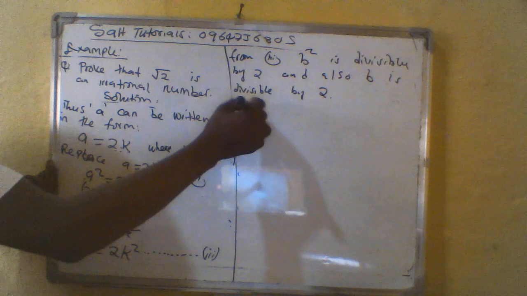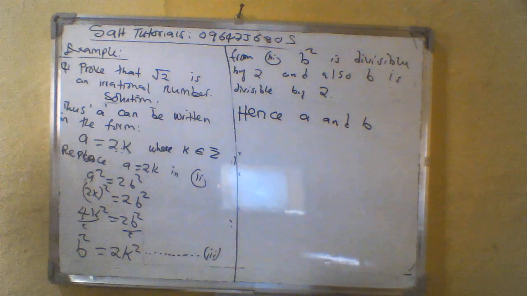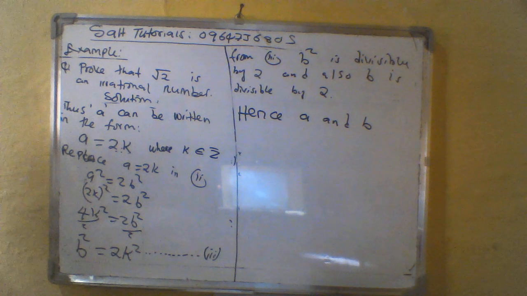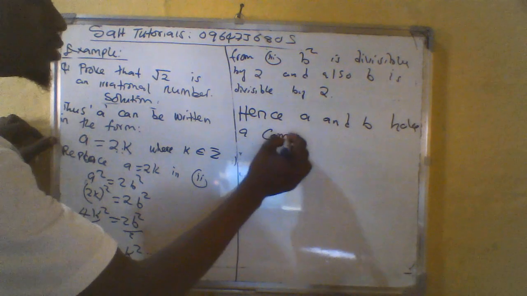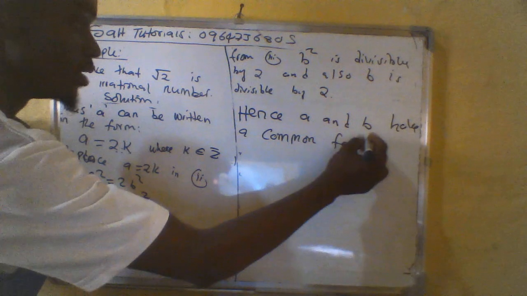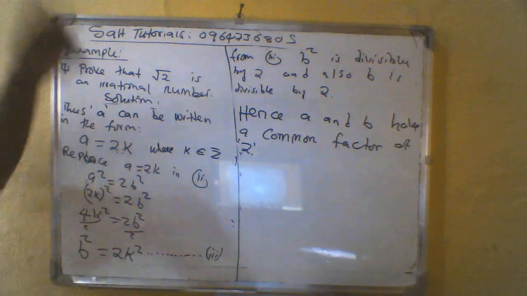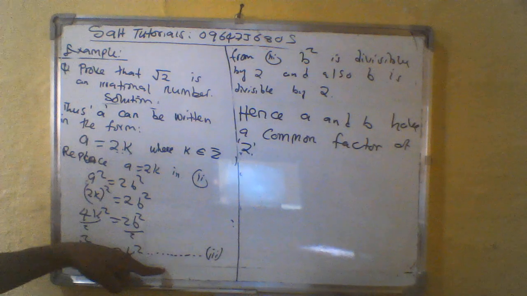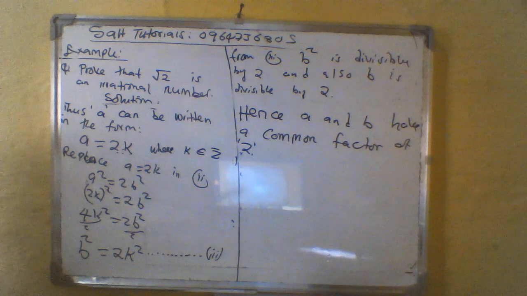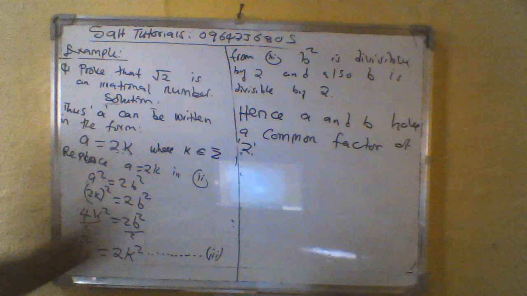Hence, a and b. So we are seeing something common between a and b. What is that common? Hence, a and b have a common factor. A common factor of what? Of 2. In the first place we said a is divisible by 2. Now in equation 3 we are simply saying b is divisible by 2. It means we are saying something similar between a and b. We are saying that a is divisible by 2 and b is divisible by 2. It means that they have a common factor of what?